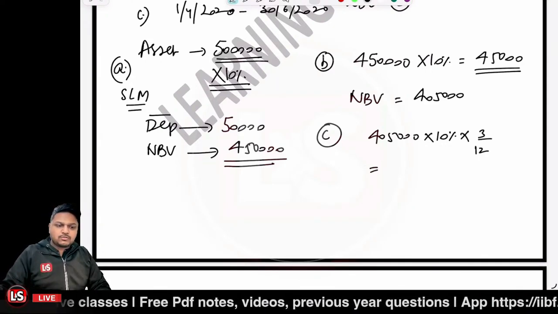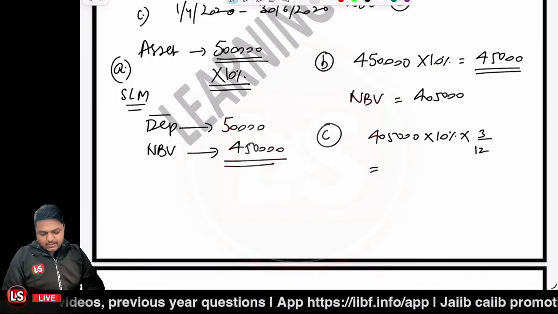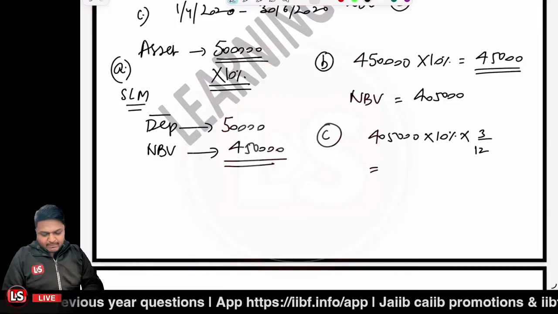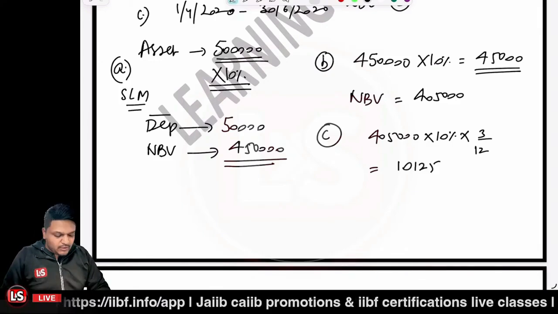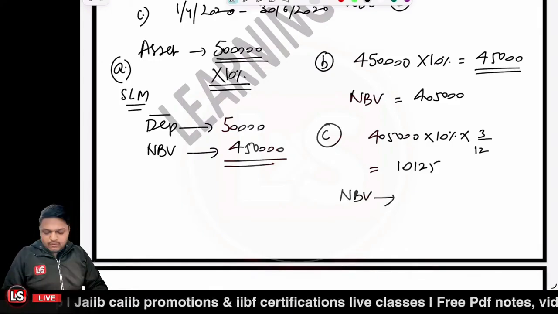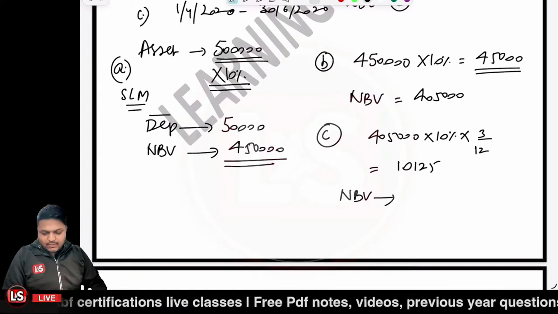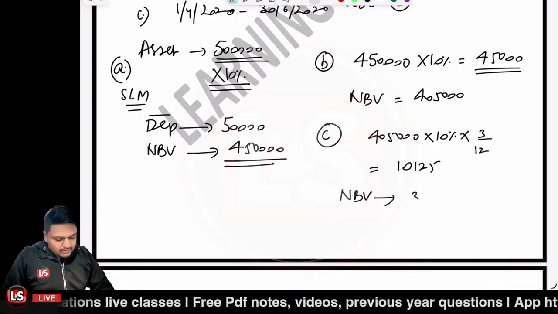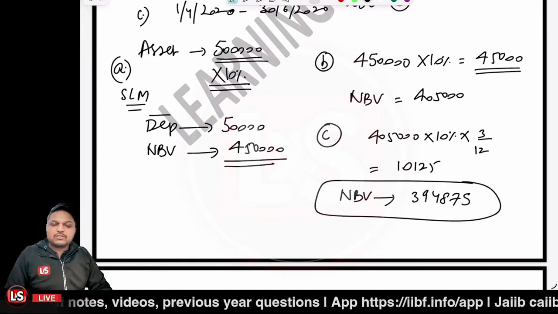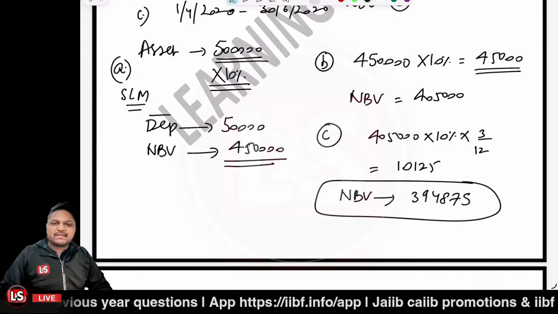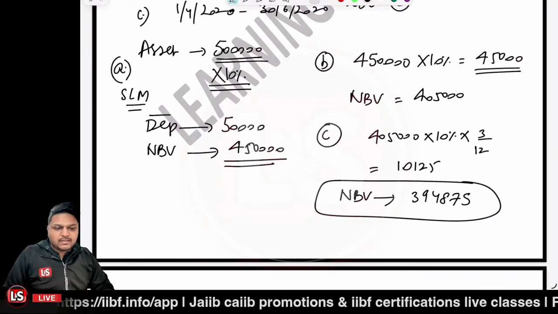So what will be the depreciation? It will be 4,05,000 multiplied by 10%, and further multiplied by 3 divided by 12. So that is 10125. And what will be the NBV now? NBV will be 4,05,000 minus 10125, that is 3,94,875. This is the net book value when we sold the asset. And at what price the asset has been sold?